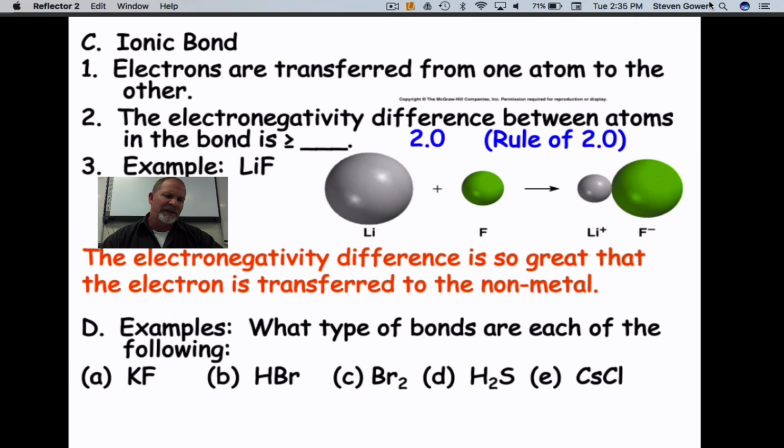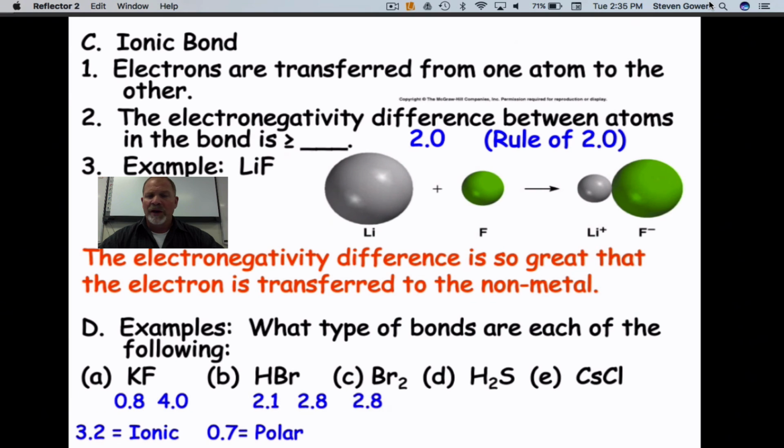So if I was to practice this, we look at, for example, potassium 0.8 and fluorine 4.0. The difference is 3.2, so we call it ionic. Again, these values are given on a chart on your periodic table. Hydrogen is 2.1, bromine is 2.8, the difference is 0.7, I call it polar. I don't even have to look at bromine, Br2, it's diatomic, therefore I know it's going to be 0 and nonpolar. When I look at H2S, it's going to be the same shape as H2O. I'm only looking at a hydrogen and a sulfur, so get rid of the 2. I say the difference is 0.4, it's polar.